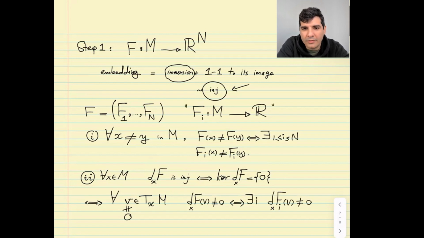So we should find functions f1 up to fn with these two properties. Functions f1 up to fn from M to R, such that for any two points x and y, one of these functions fi should distinguish them. And for any x and any vector v, there should be one of these functions where the derivative of fi on v is non-zero. Okay, how can we define these functions?